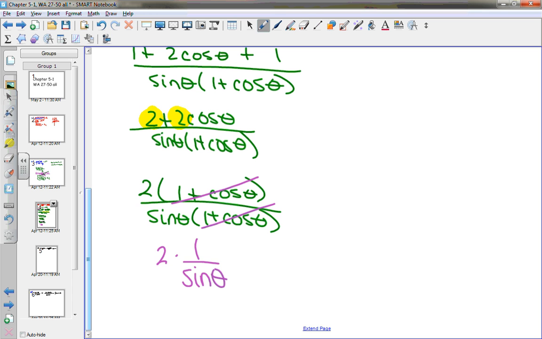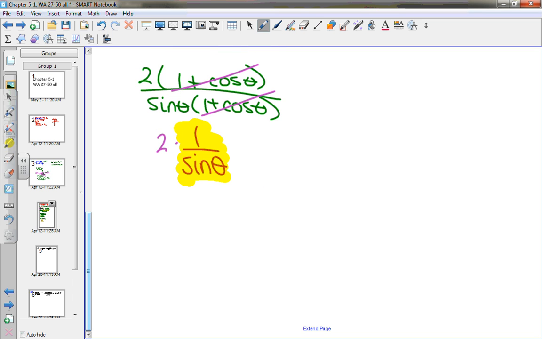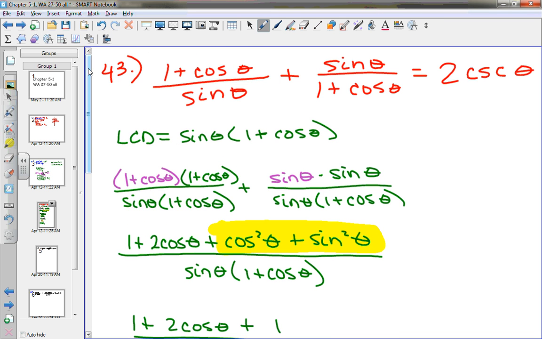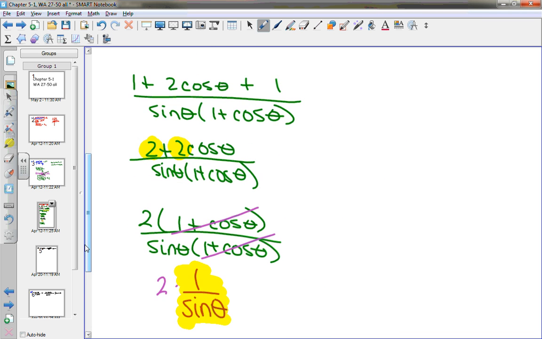I want you guys to see that that 2 is not part of our identities on that page that I gave you at the beginning of chapter 5 that I wanted you to memorize. But you do notice that this is on that page. That's a very special value. And what trig function is that? It's the cosecant. And guess what? That's what I wanted.